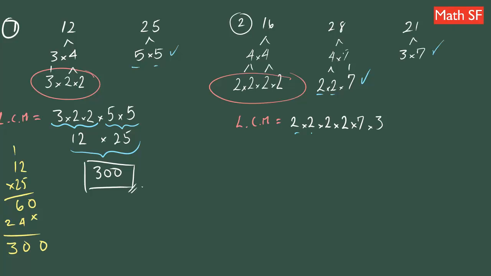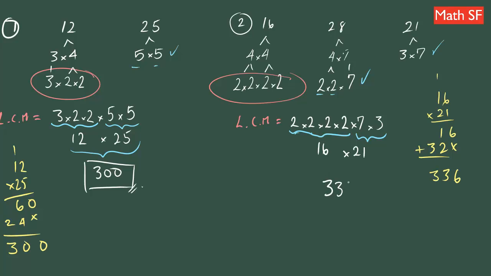Now let's do the hard part, which is to multiply all of them. But let's recall this 2 times 2 times 2 times 2 was the 16. Well, 7 times 3 is 21. Therefore, we just need to multiply 16 times 21. Let's do that work on the side. 16 times 21: 1 times 6 is 6, 1 times 1 is 1. Leave a space. 2 times 6 is 12, carry a 1. 2 times 1 is 2, plus 1 is 3. Therefore, let's add this up: 336. Therefore, our LCM should be 336.